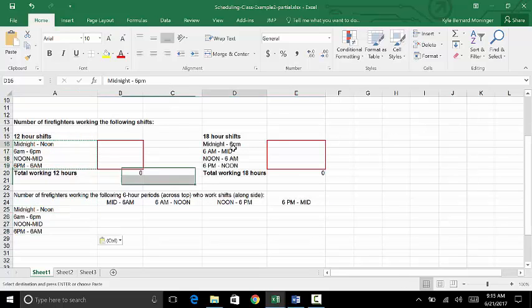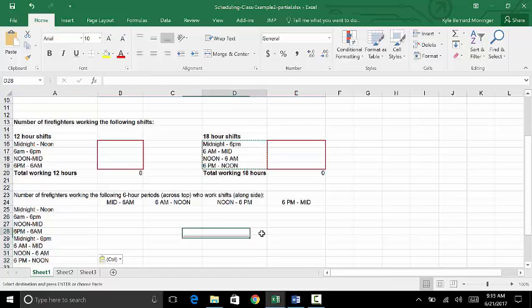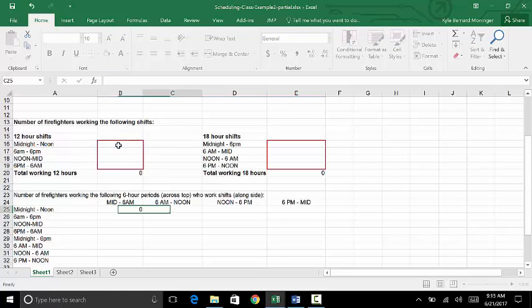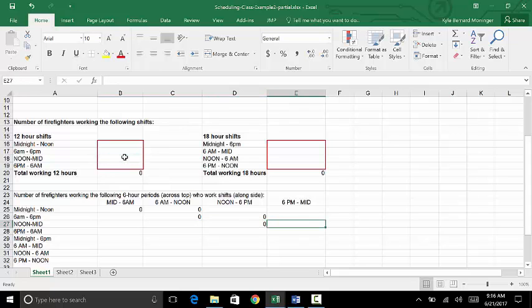The firefighters working midnight to noon cover midnight to 6 a.m. and 6 a.m. to noon. Keep going for each shift. This last one, 6 p.m. to 6 a.m., will wrap around. Start at the beginning here. They get off at 6 a.m.